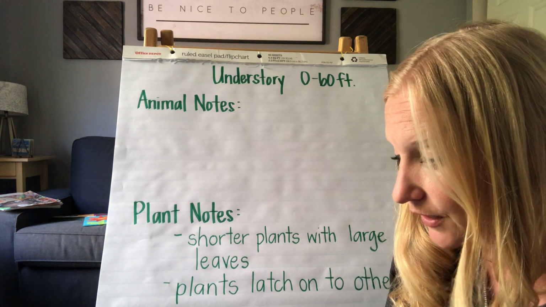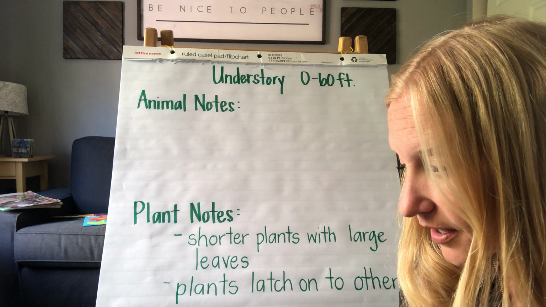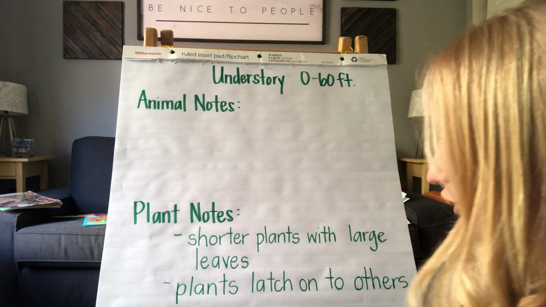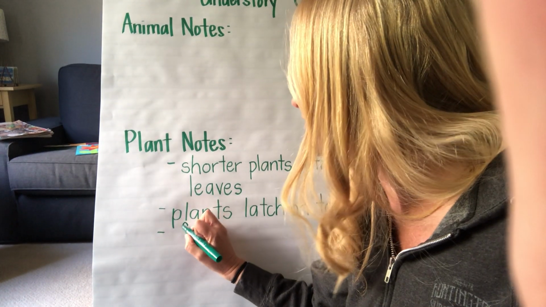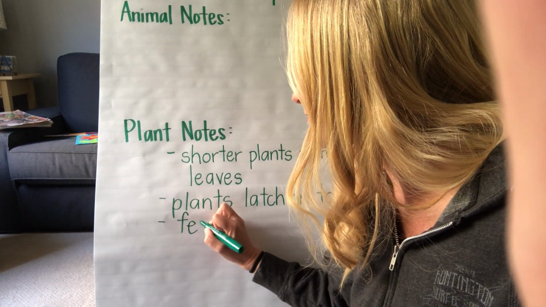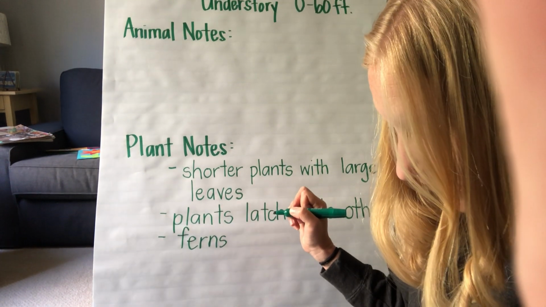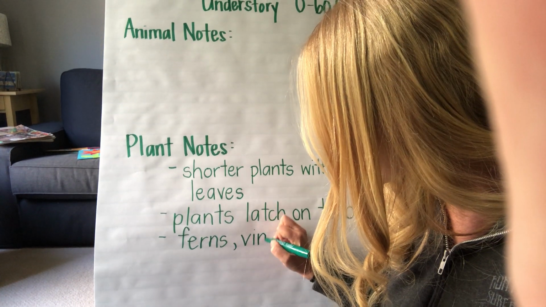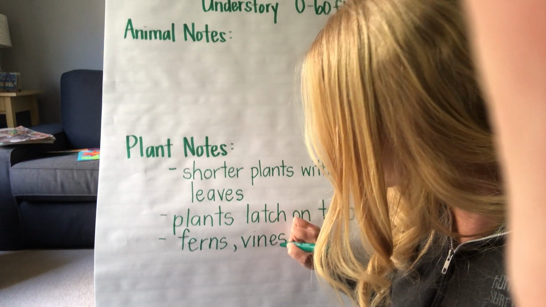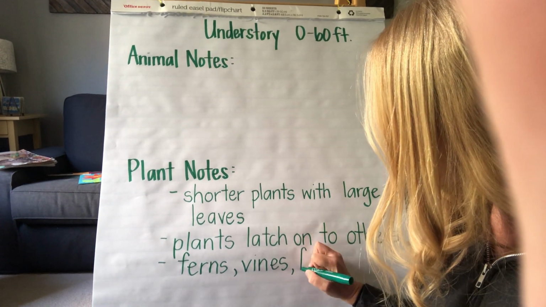So I'm going to pick two. I'm going to pick ferns, and let's see, I'm going to have to tip my phone down. Ferns and vines. And I think I'm actually going to add flowers also.